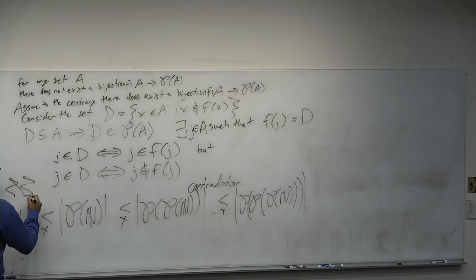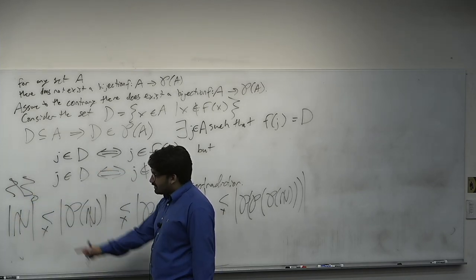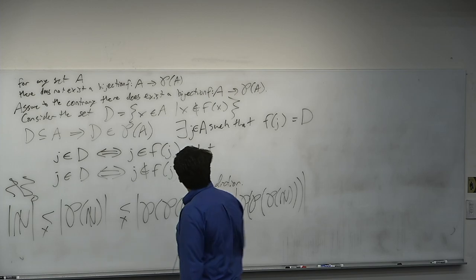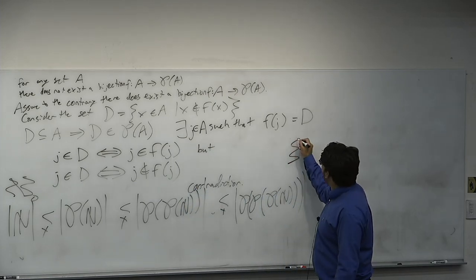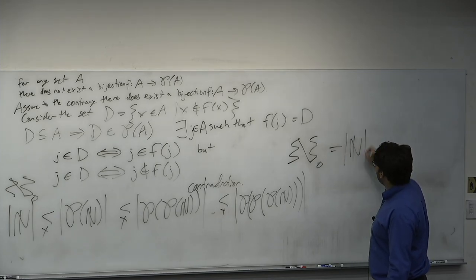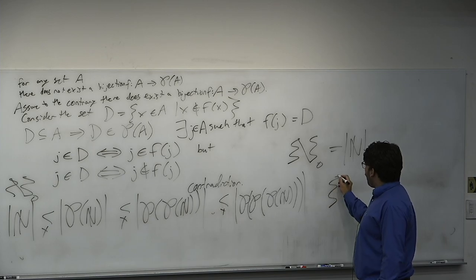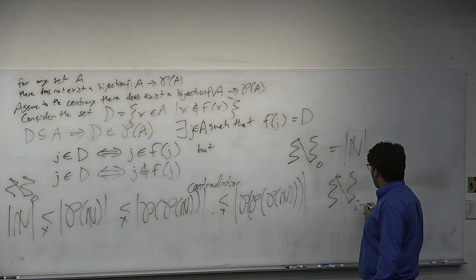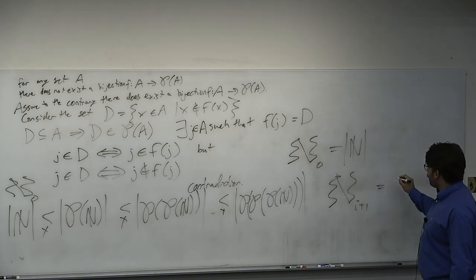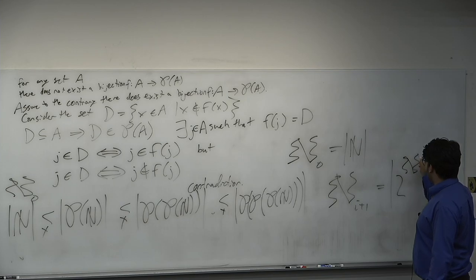We call that Aleph null. Aleph null is like this n, but it's wiggly. That's the cardinal. We define the cardinal numbers to be such that Aleph null is equal to the cardinality of the naturals, and then we define Aleph i plus one to be the cardinality of 2 to the Aleph i.